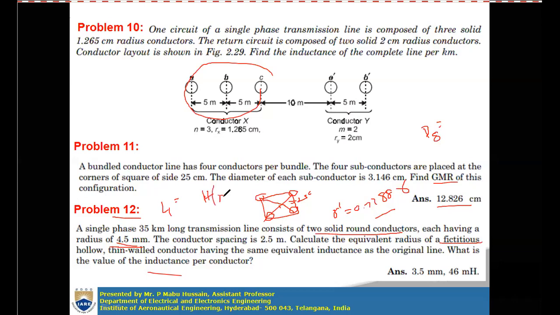Okay. But the transmission line is 35 kilometers, right? So 35 kilometers is nothing but 35,000 meters. Now this value is per meter value. Right, if you multiply this with 35,000, that is 35 into 10 cube, then you will get the final inductance of one single conductor. Okay, like that you can calculate the inductance of this problem.